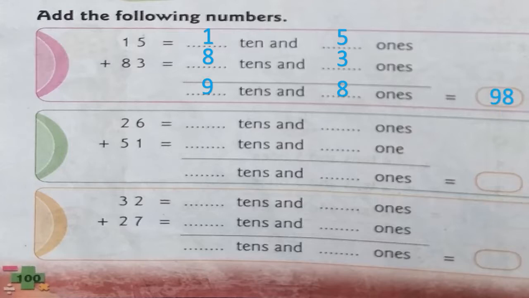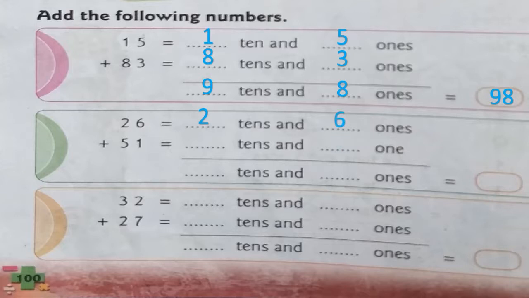We'll go to the second one. Here you have to expand first number 26. So we are in tens place. Which is the number I have to write? It is 2, and in ones place we'll write 6.